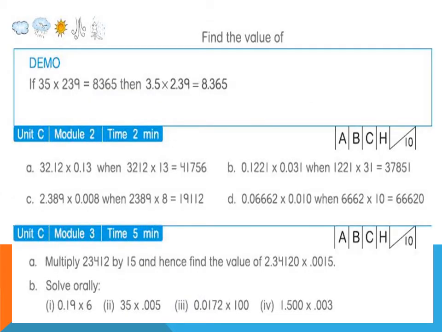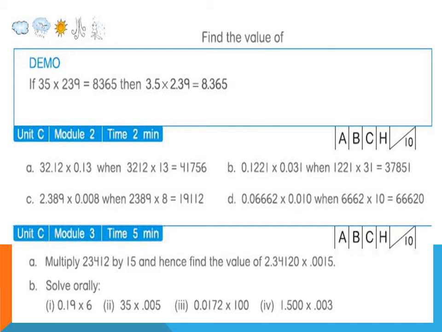Now in module number 2, we have to find a value. Now 32.12 into 0.13, we have to find this out when 3212 into 13 is 41,756. Now there is a shortcut to do this type of problems. Look at the demo.